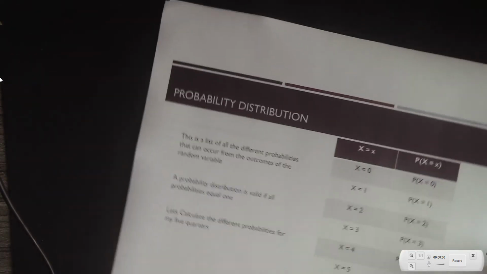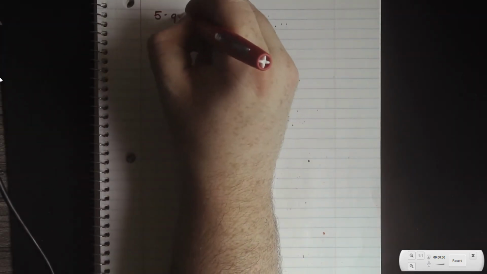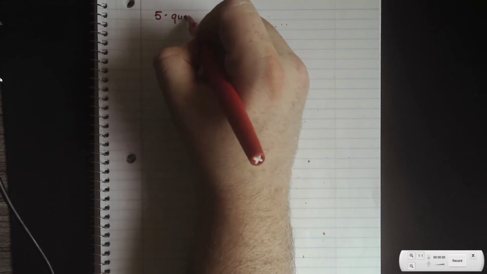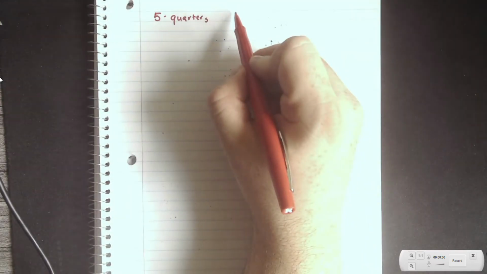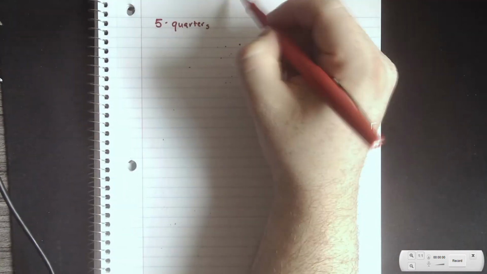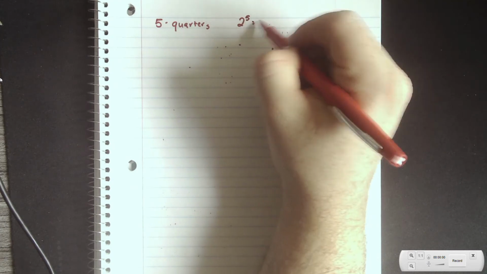So let's look at how to create a probability distribution in this situation. So we have 5 quarters again. Well, I think last time we had 3. But we're going to talk about 5 quarters this time. So for 5 quarters, first off, let's talk about how many possibilities that is. Remember we have the general counting principle, we have 2 for each possible quarter, so it's 2 to the 5th power, which gives me 32. So there's 32 different possibilities.